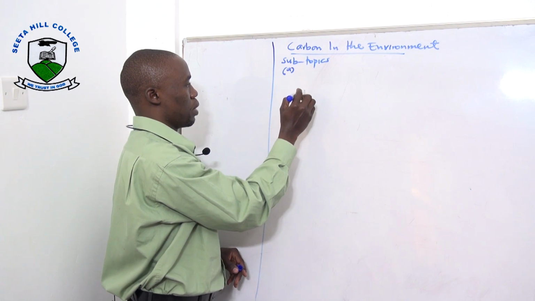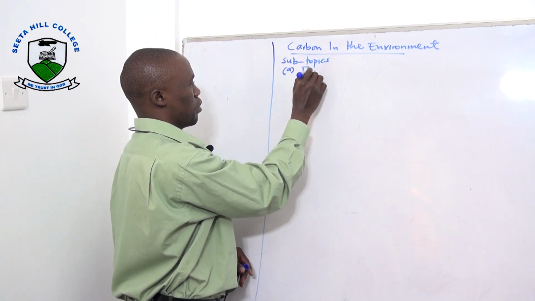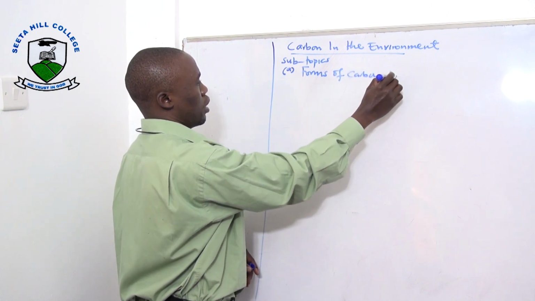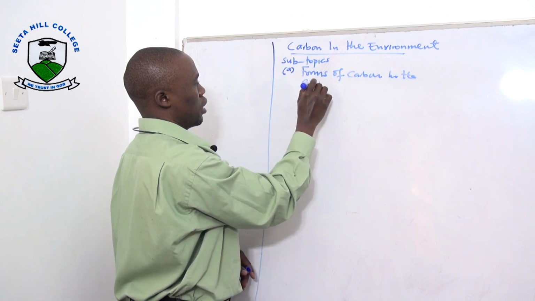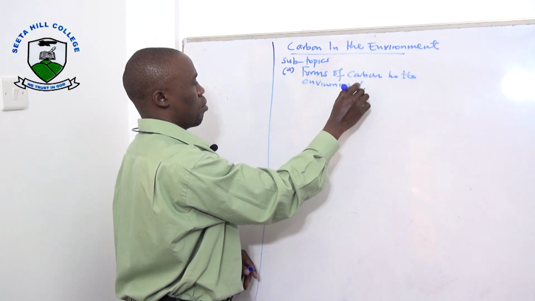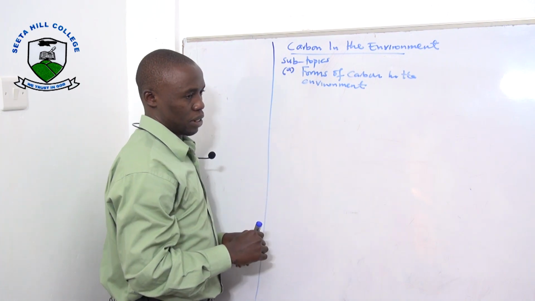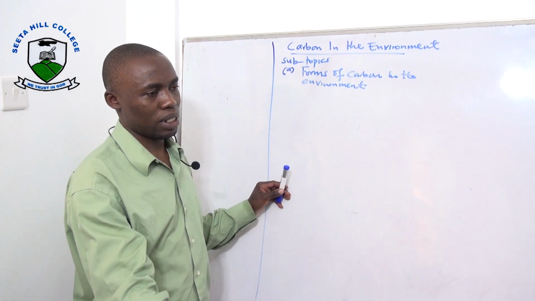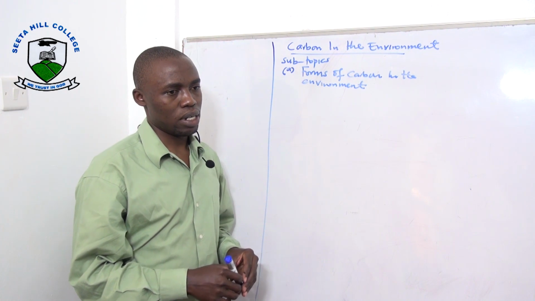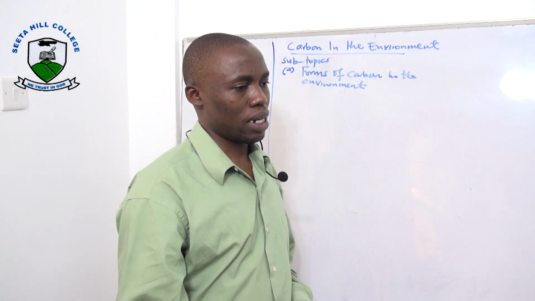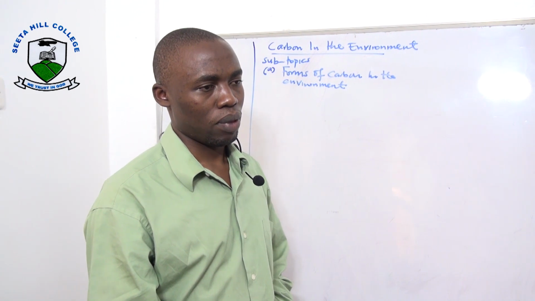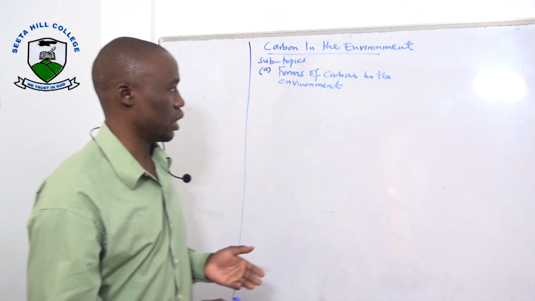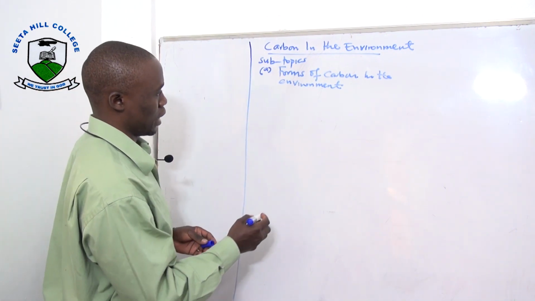And the first subtopic here, we shall look at forms of carbon in the environment. Forms of carbon in the environment. Form means in which state or what is carbon in the environment. That if you are looking for carbon, you find it as what? Carbon is found as what?